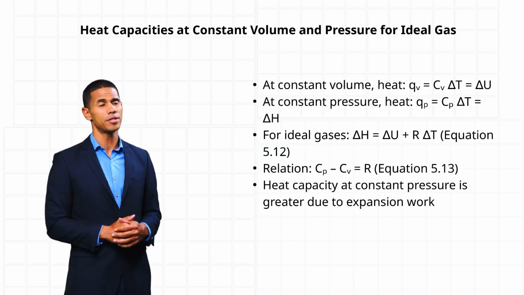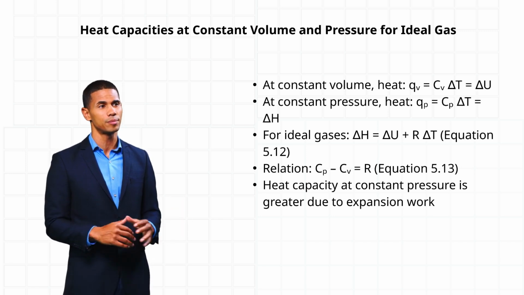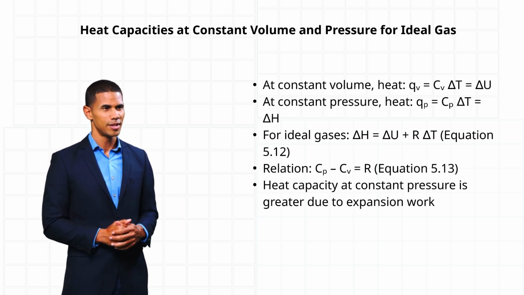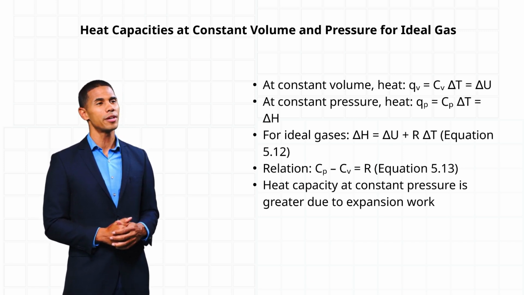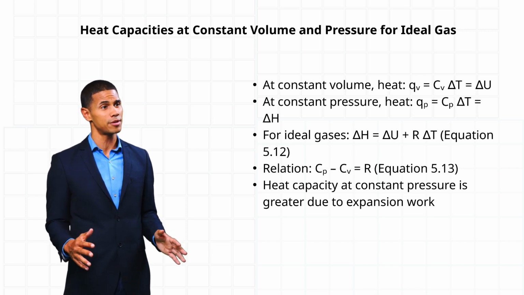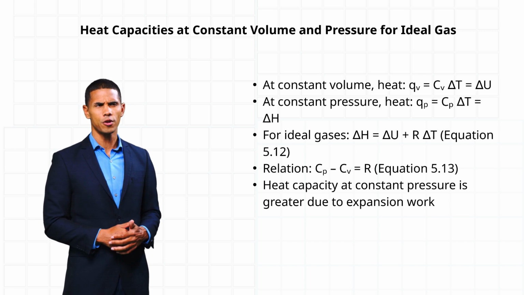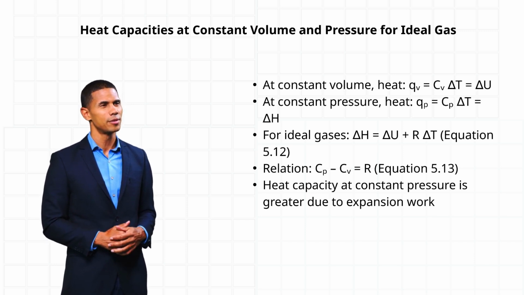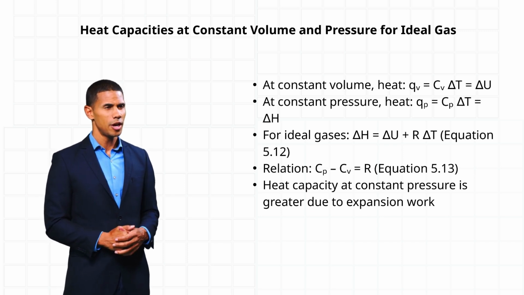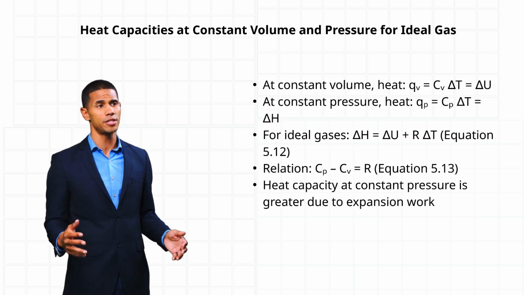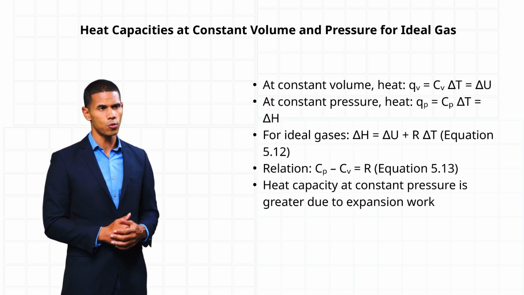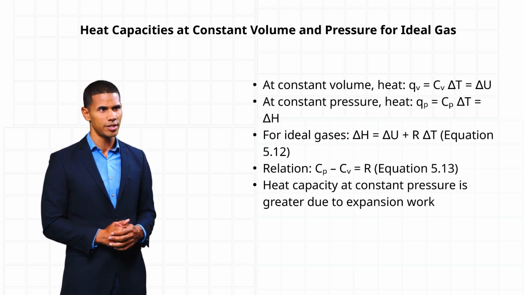Greetings! Let's explore heat capacities in gases. At constant volume, the heat added to an ideal gas, Q subscript V, equals the heat capacity at constant volume, C subscript V, times change in temperature, delta T, and this equals the change in internal energy, delta U. At constant pressure, heat added, Q subscript P, equals heat capacity at constant pressure, C subscript P, times delta T, and equals the change in enthalpy, delta H.